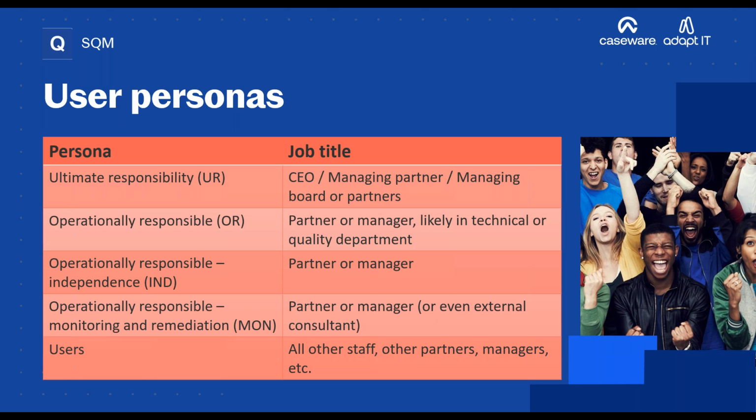We then have the operational responsible person, which is likely to be a partner in the firm, perhaps a manager, perhaps a technical manager or quality department. So obviously every firm is different. So you'll have to identify who will be the person or persons who will be taking operational responsibility and then allocate that role in SQM to them. And very similar then with your operational responsibility for independence and for the monitoring and remediation. Again, identify who will be the manager, the partner, the external consultant, and allocate those roles to them.